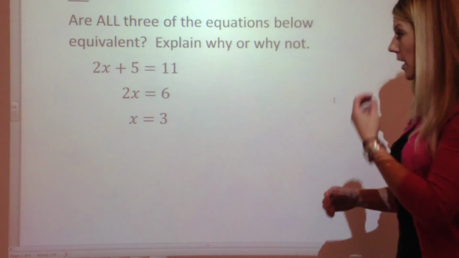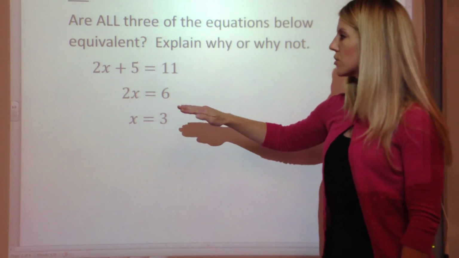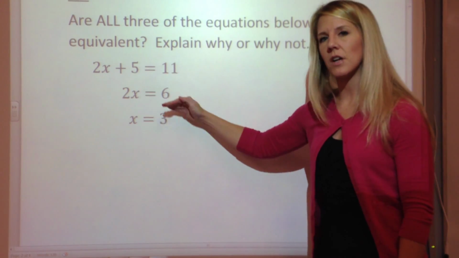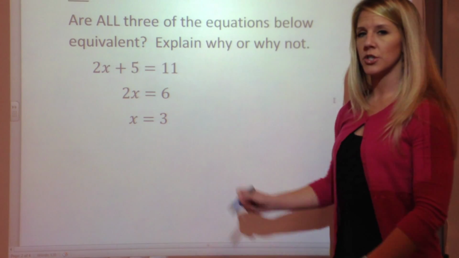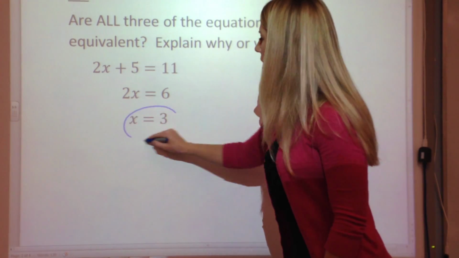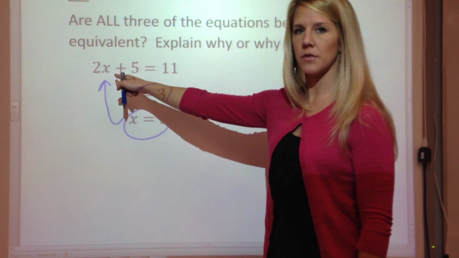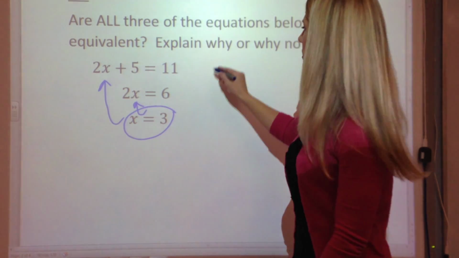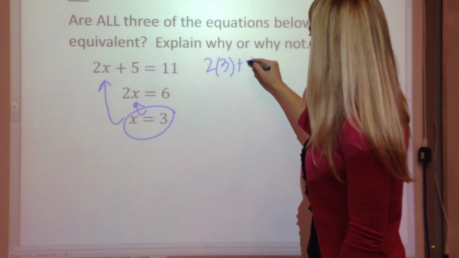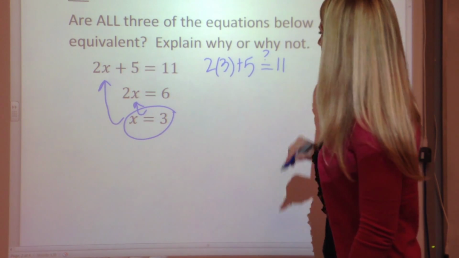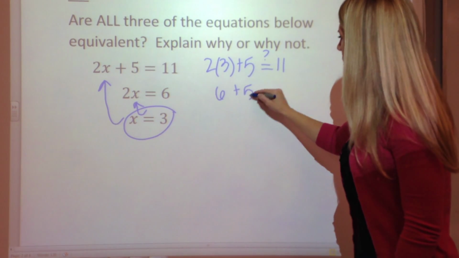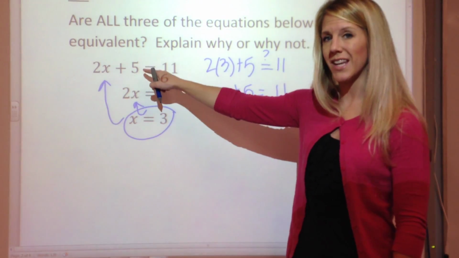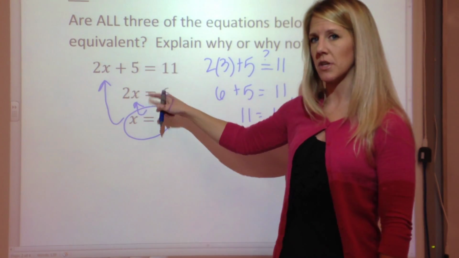Well, now what we're saying, hey, x equals 3. So that means the solution, the value that should make all of these equations true, would be 3. If it doesn't, then these are not equivalent equations. So what we do, we go through and check. We're saying x equals 3, so let's take x and plug it in there and see, does the left side equal 11? So 2 times 3 plus 5, does that equal 11? 2 times 3 is 6, plus 5, 11 equals 11. So it's a solution to this equation, meaning x is a solution. That's the value of x that makes the equation true.